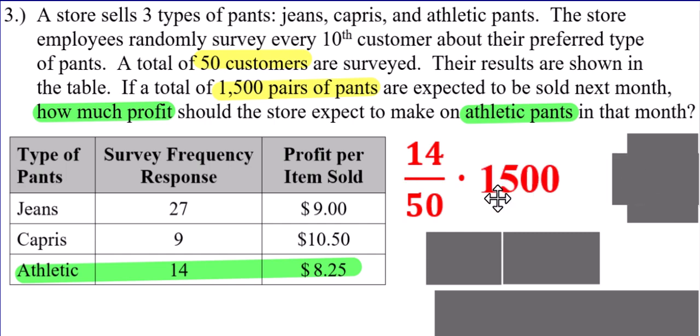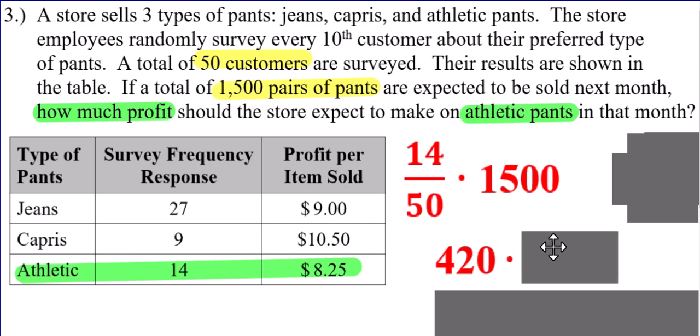Write this down. Calculator time. If you don't have a fraction key in your calculator, you could take 14 divided by 50 if you want, and you would get the decimal. And then take that times 1,500, and you should get 420. Now, that's not dollars yet. That's not dollars of profit. I didn't use the $825 of profit yet. The 420 is just the number of athletic pants that they should expect to sell next month out of 1,500 total pairs of pants. We still need to multiply this by what the profit is per item sold.